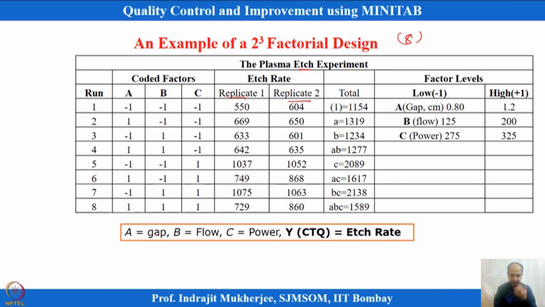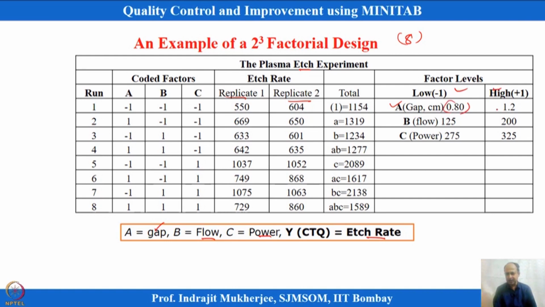A is a factor known as gap, B is flow, and C is power. The CTQ, or response characteristic, that we are measuring is etch rate. Let us assume we want to maximize the etch rate, just for the sake of analyzing the data. And A has 2 levels here, low level and high level, for gap.